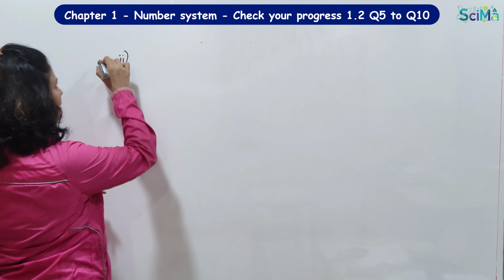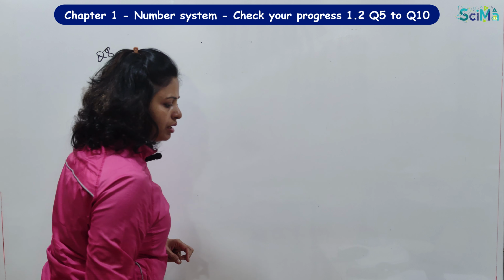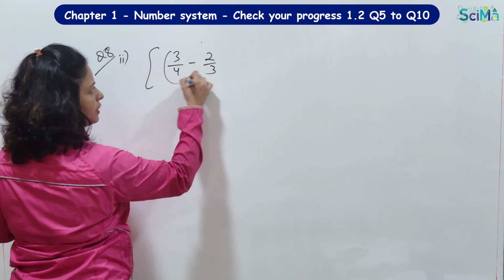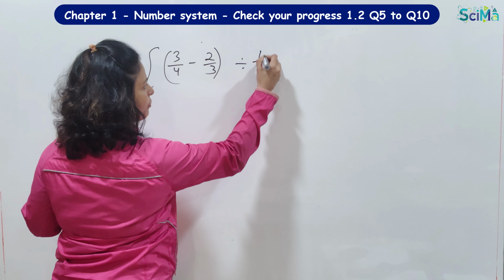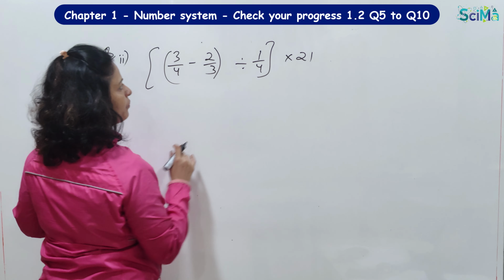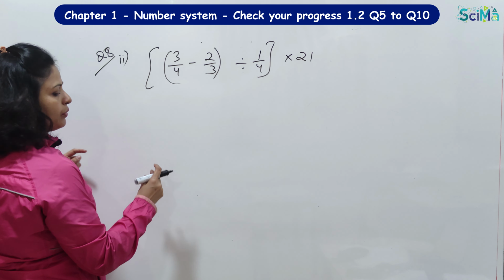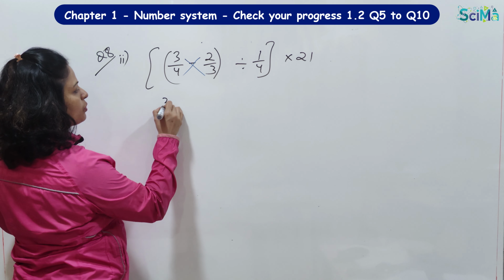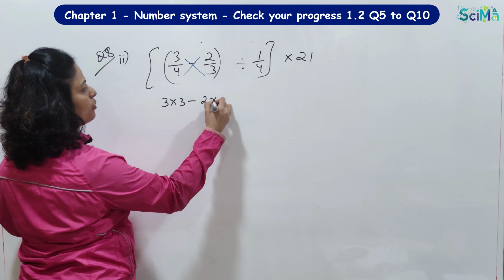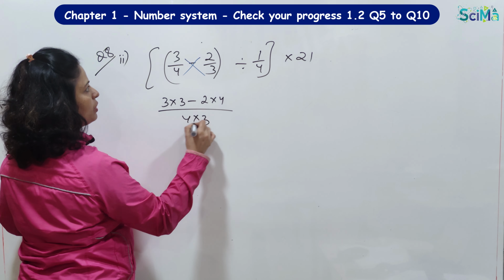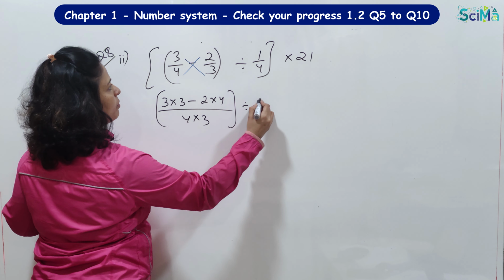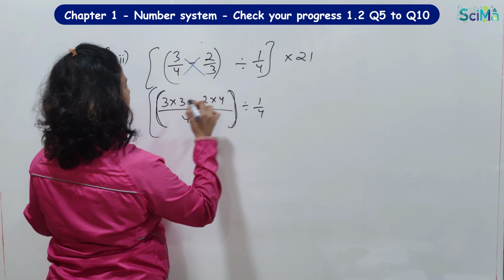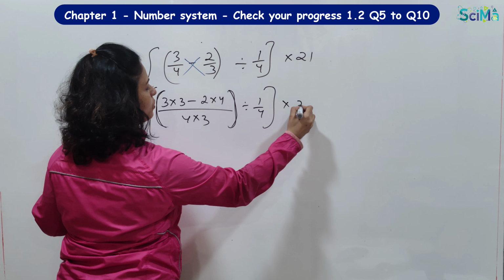Now question number 8, second part, that is 3 by 4 minus 2 by 3 divided by 1 by 4 into 21. So we solve what is there in the bracket first. We do cross multiplication because here the denominators are different. So 3 into 3 minus 2 into 4 by 4 into 3. Okay. Divided by 1 by 4. This is a round bracket, this is a square bracket, into 21.